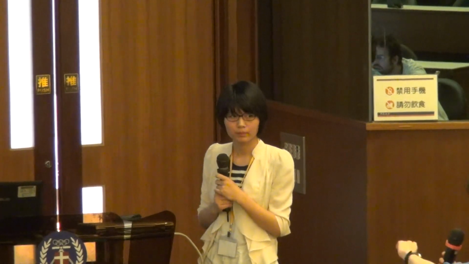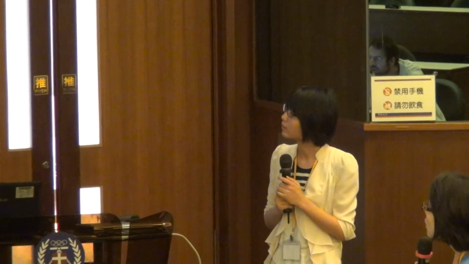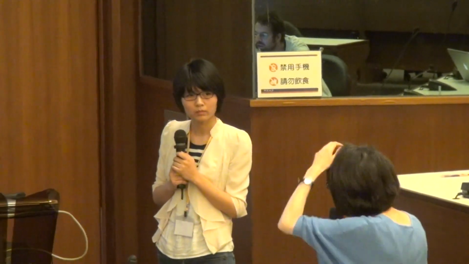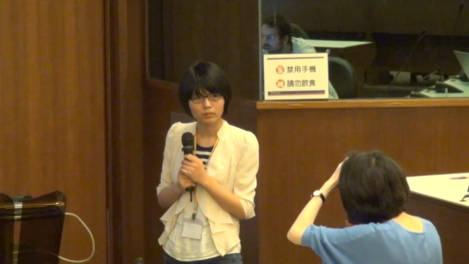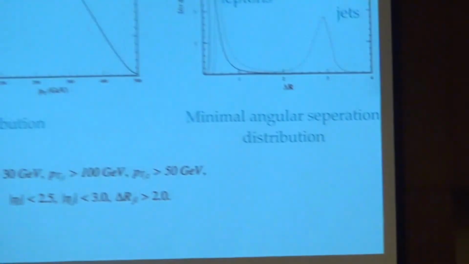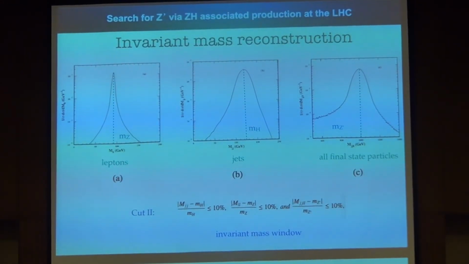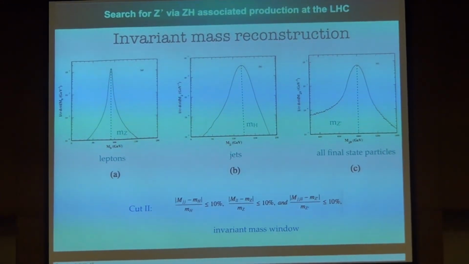So, I have a quick question. Since you finished well ahead of time, you actually have the optimization of selections. What's the figure of merit you optimize on? So you have optimized a set of cuts for... Maybe you can go back to the first few slides. Transverse momentum distribution and minimal angular separation. So what's the figure of merit you optimize on?